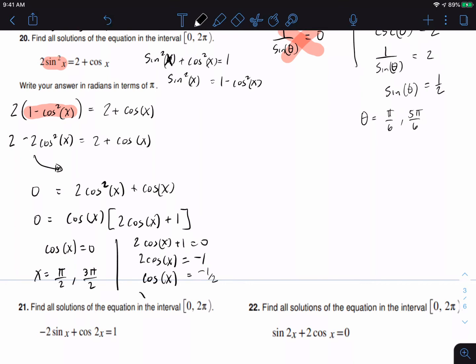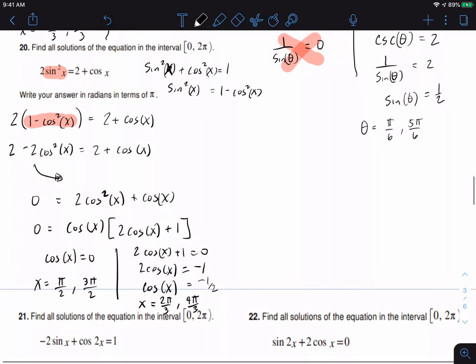So we see here that x is equal to 2 pi over 3 and 4 pi over 3. So again, in this problem, we have 4 solutions. That's something for you guys to know. And again, the reason is because we are restricted by our domain. Are there any questions on this problem? Are you guys getting the flow of what's going on with these problems?